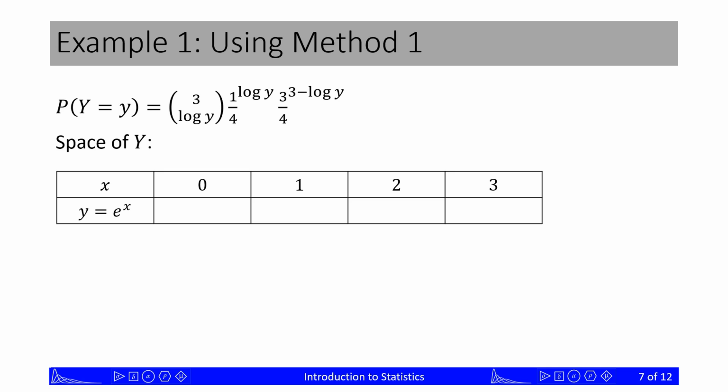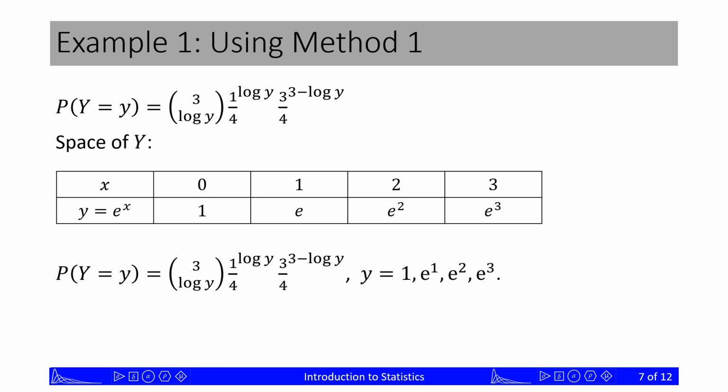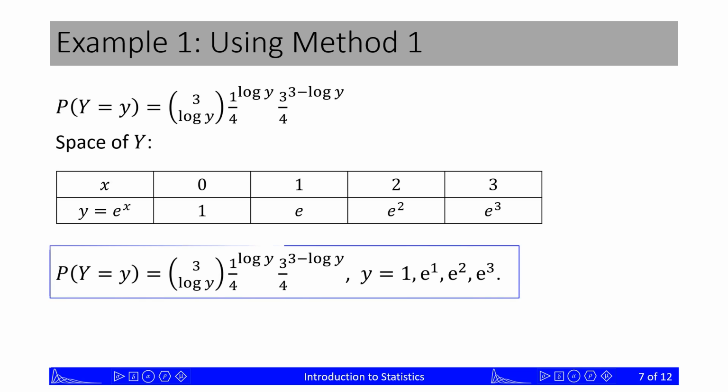Using a table is an easy way to keep from making a careless mistake. We list out the values of x in the first row. In the second row, we start with the formula for y. So the value of e to the 0 exponent is equal to 1. So we then calculate the remaining values of y. And now we have the complete PMF for y.